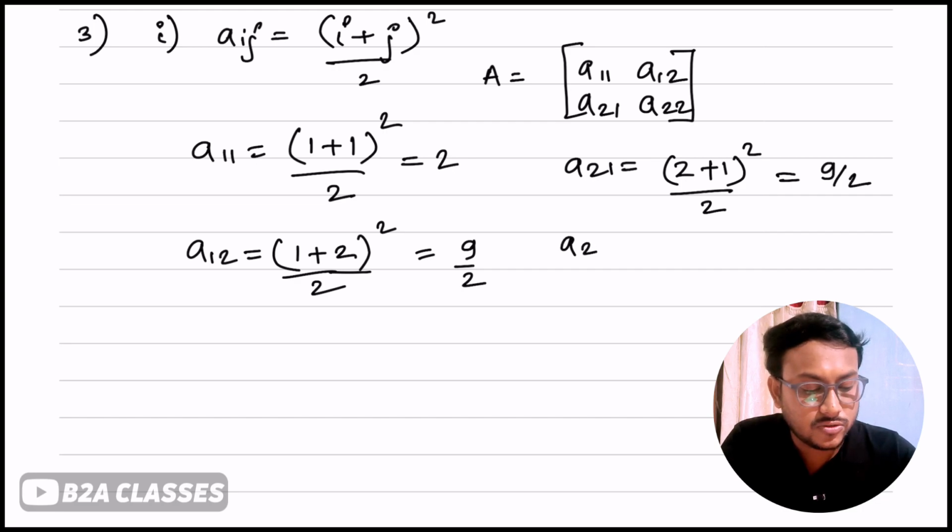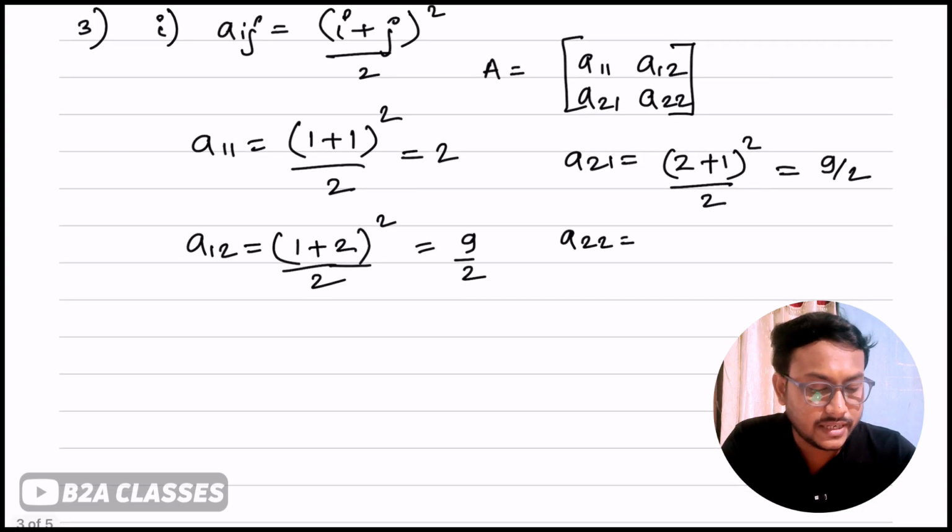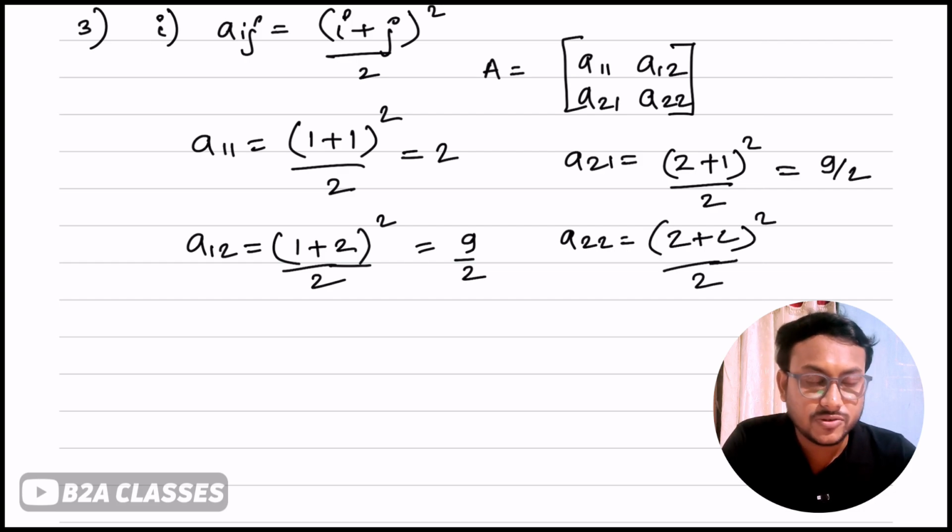Similarly we have to find A22. A22, that means I की जगह पे 2 है and J की जगह पे 2 है. So 2 plus 2 whole square divided by 2. So 2 plus 2 square means 4 square, which is 16 divided by 2 is 8. ठीक है. So these are the elements of the matrix.